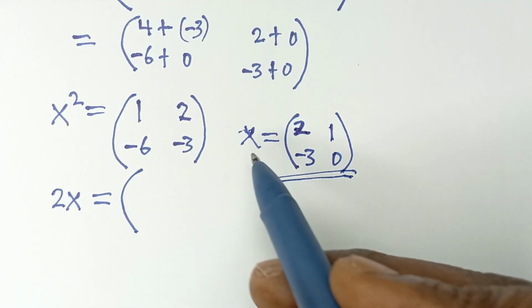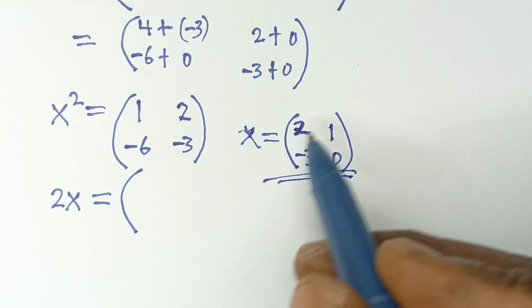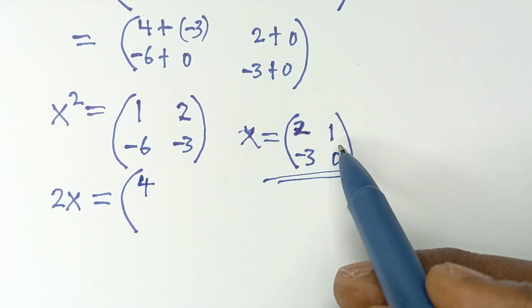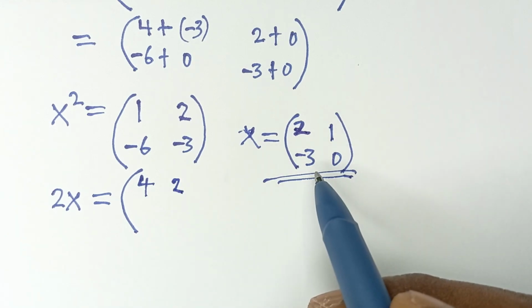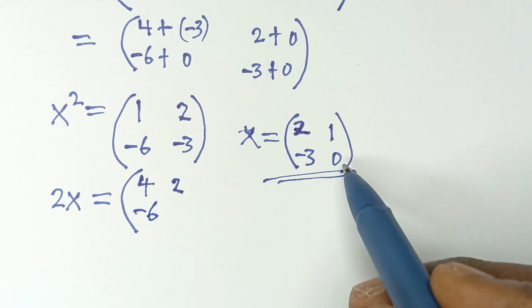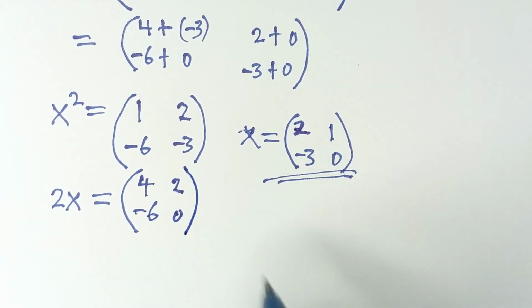So 2x will be 2 multiplied by each of the terms in the matrix. So 2 multiplied by 2 will give me 4. 2 multiplied by 1 will give me 2. 2 multiplied by negative 3 will give me negative 6. And then 2 multiplied by 0 will give me 0. So that is the matrix 2x.